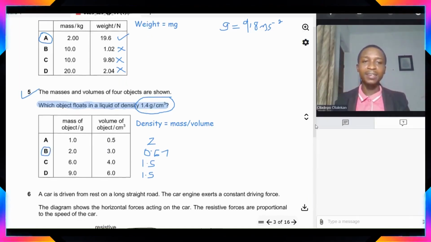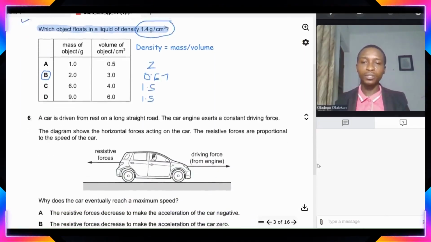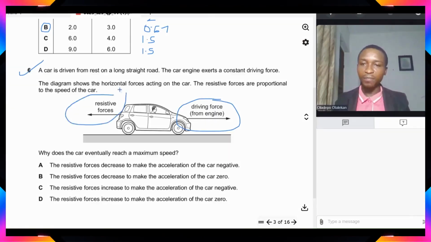All right, learners, this will be the final question that we shall be taking for today's session. So I'm giving you question 6 as an assignment to try. Let question 6 read: a car is driven from rest along a straight road. The car engine exerts a constant driving force. The diagram shows the horizontal forces acting on the car. The resistive forces are proportional to the speed of the car. So we have the driving force from the engine and we have the resistive forces.